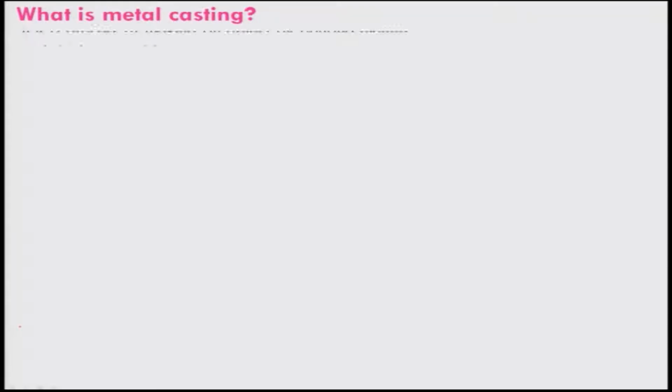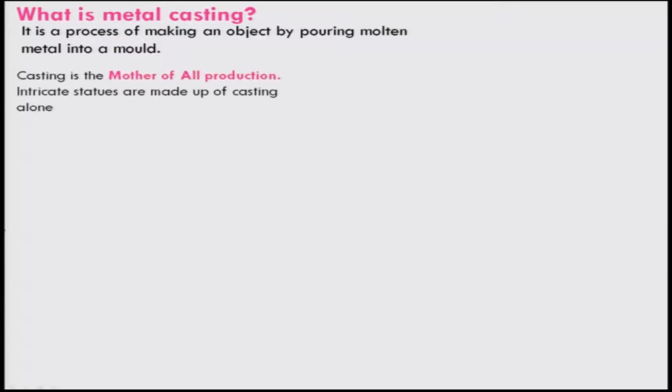Metal casting is basically a manufacturing process by which an object is made by pouring molten metal into a mold. And of course, casting is considered to be the mother of all production, and we know that intricate statues which are used as idols for our worshipping purposes are made of casting alone.